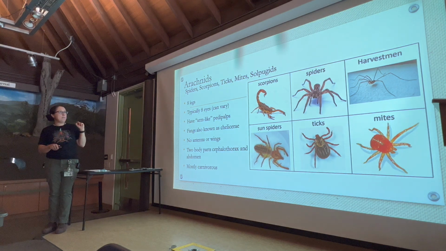They have pedipalps, little arms. So the scorpion has turned those into pinchers. There's little arms on this spider. I think they're part of the mouth parts on the mites and the ticks. They don't ever have wings or antenna. And they are mostly just two body parts, which is the head and the thorax together, the cephalothorax, and then the abdomen.